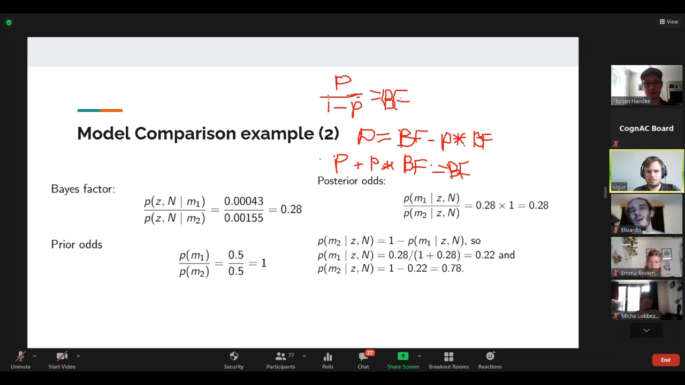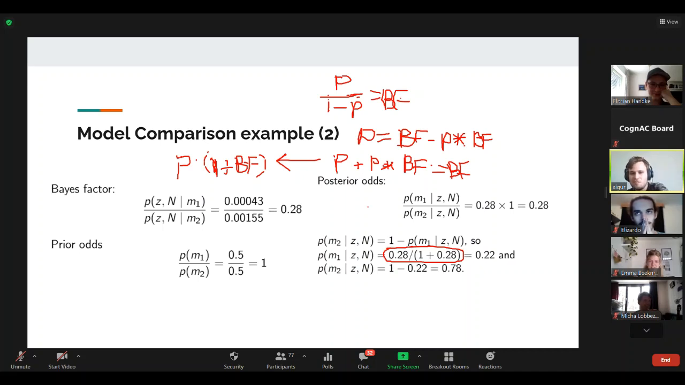So what we find right now is that the probability of M1 given data divided by the probability of M2 given data is 0.28, the Bayes factor. But this just says something about the relative difference between them. Yeah, or you could say the likelihood of the data coming from model 1 compared to the likelihood of the data coming from model 2. Yes, indeed. But then we only have the relative difference because we divide them, so we have to find out what is the posterior probability of one of the models. And that we do by this magic.